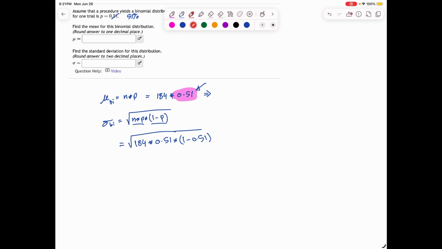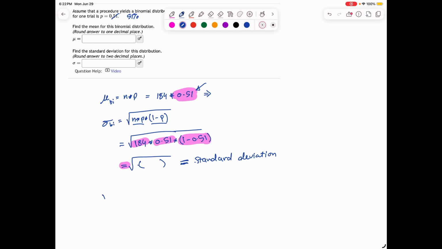If you're not working in Excel, you will be doing the parentheses first. So you're going to find 1 minus 0.51, which is 0.49. You multiply that with 0.51. You multiply that with 184. After you find the final answer, you're going to take the square root of the product here, and that is going to be the standard deviation. You're going to do the math here also.